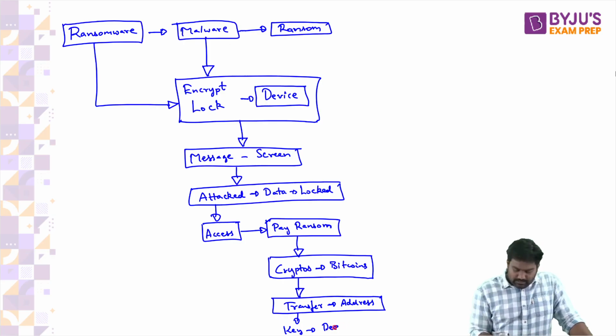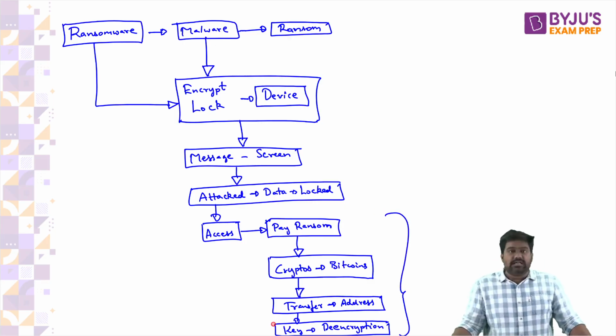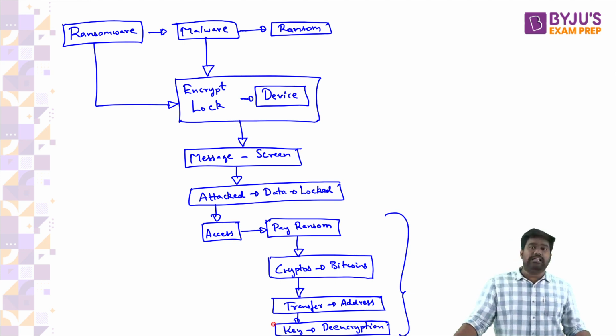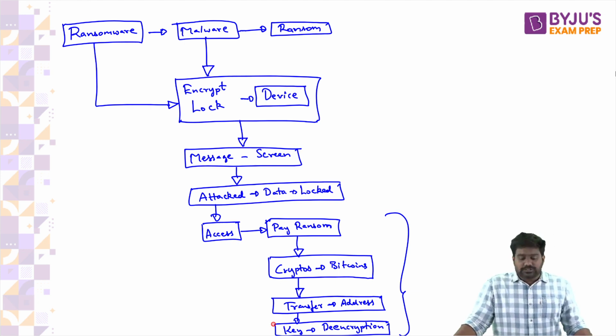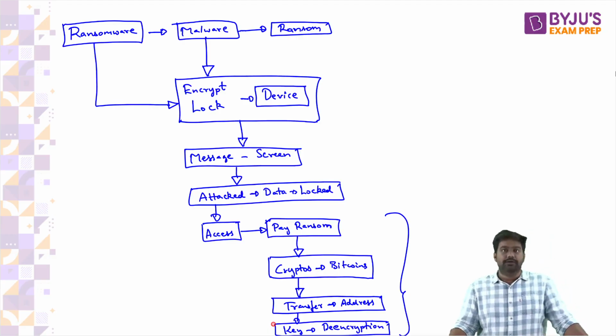Is that clear? To de-encrypt your system and the data and gain access back, the key would be necessary, and the key will be provided only if you pay the ransom to the attacker. So this results in severe financial loss. And also there is no guarantee that the attacker will give you the key even after you make the payment.